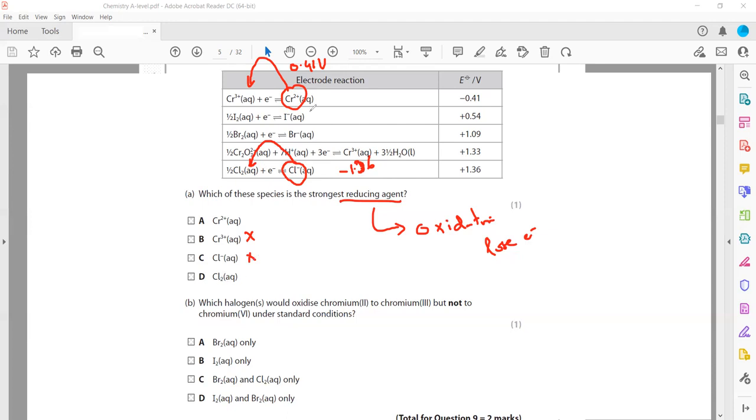When we check for the chlorine molecule, it does not lose electron. Chlorine molecule changes by gaining electron. So it cannot be oxidation, it is a reduction. So it cannot be chlorine as well. So we are left with A, chromium. Is it clear? First part.